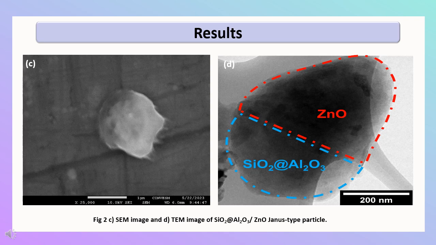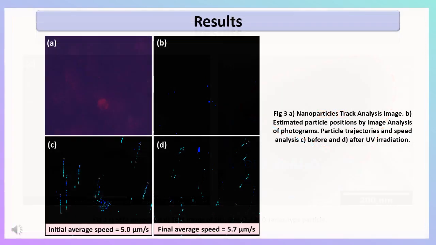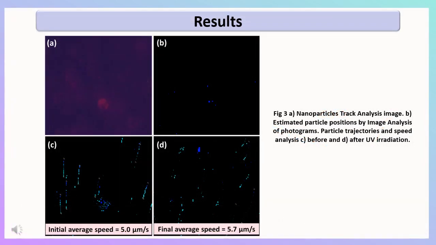Figure 2 also corresponds to the imaging of the Janus-type particles. We observed a successful coating of the material, and a contrast difference between one part of the particles and the other is observed. A 14% increase was seen upon irradiation with UV light. This means the Janus particles have autonomous movement and can be used as micromotors.